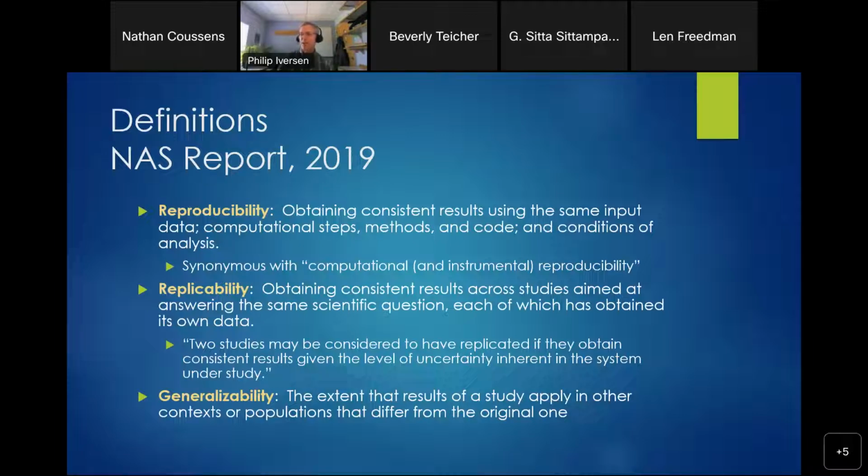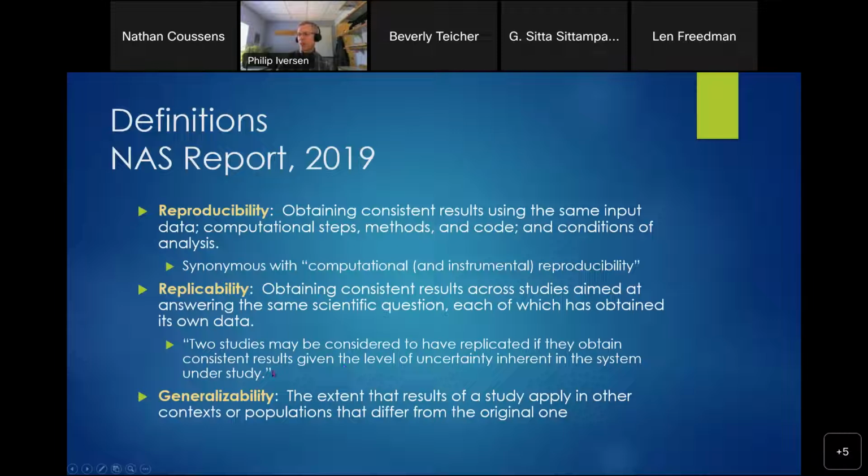But moving on to the definition of replicability in the NAS report: obtaining consistent results across studies aimed at answering the same scientific question, each of which has obtained its own data. Okay, I think this is maybe more about the ideas you might have in mind under the concept of reproducing your results and having a consistent knowledge base for advancing scientific knowledge.